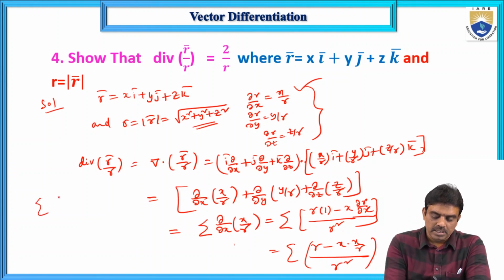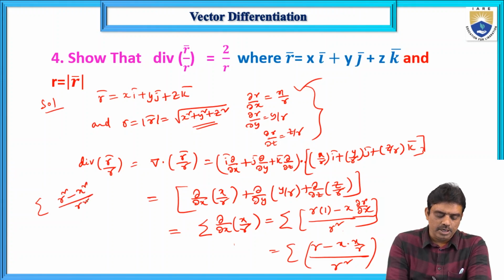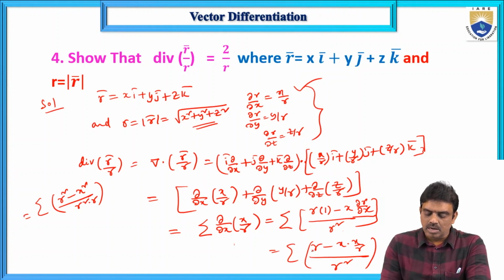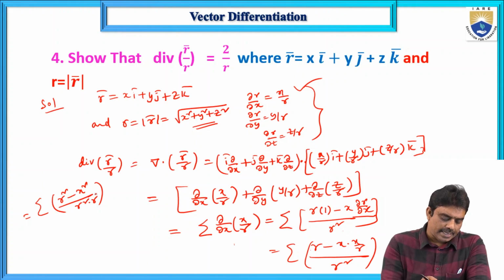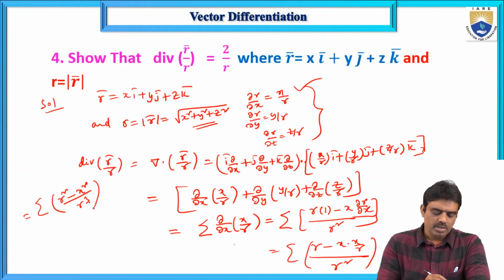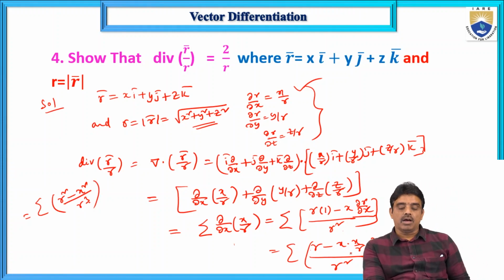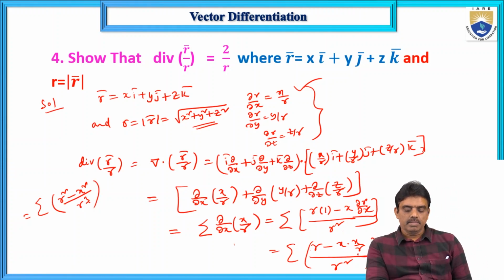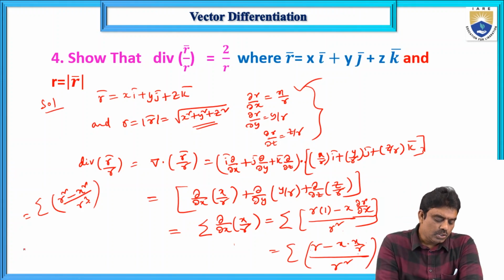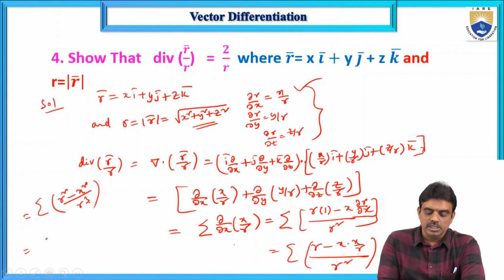So this is summation of (r square minus x square) by (r square into r), that is r cube. Am I right? This is (r square minus x square) by r cube. So I can write it directly in the denominator as r cube. I hope this is clear. Summation of (r square minus x square) by r cube. This is only for the x term; there are also the y term and z term.